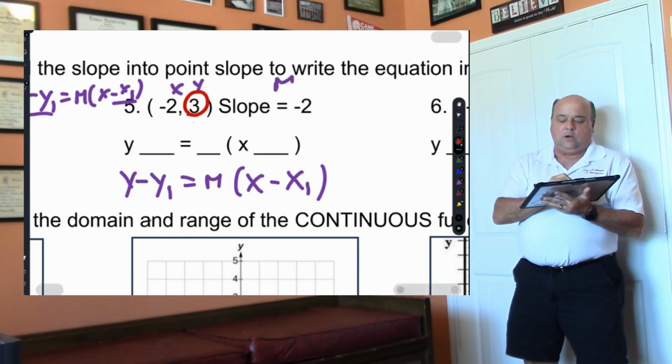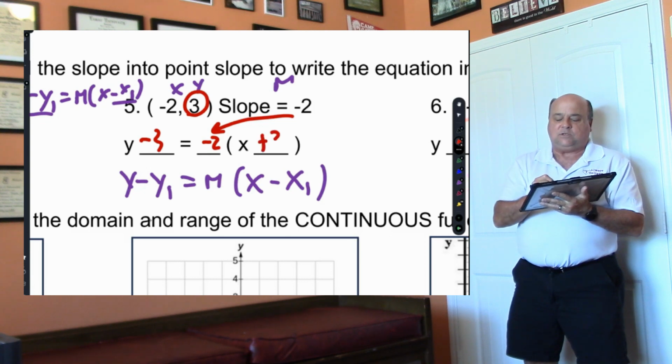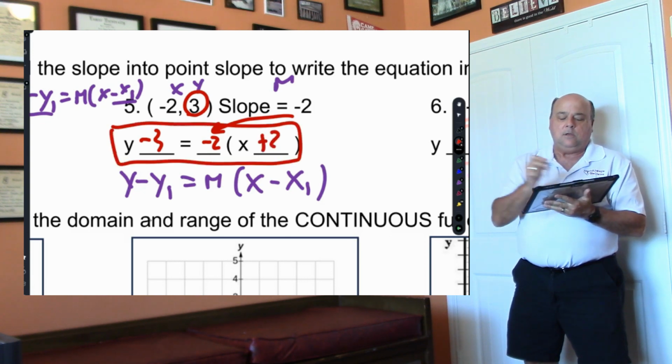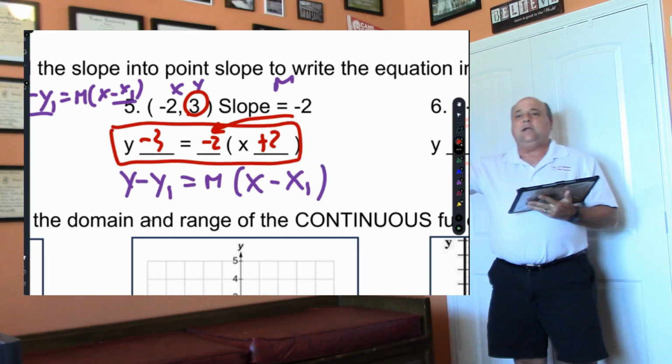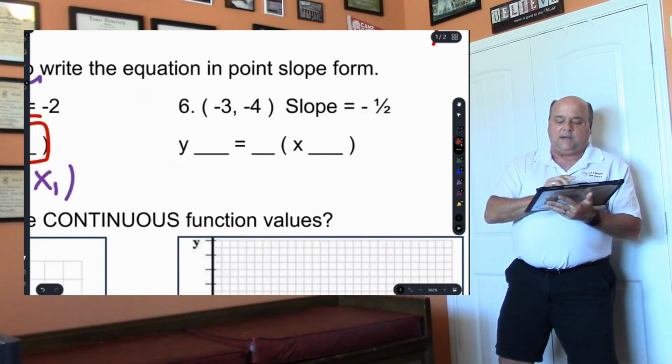The y is right here. The opposite of y is a minus 3. My slope is negative 2. The opposite of negative 2 is a plus 2. That's all I got to do. So the x and the y go in and the signs flip. Let's go to the next one.